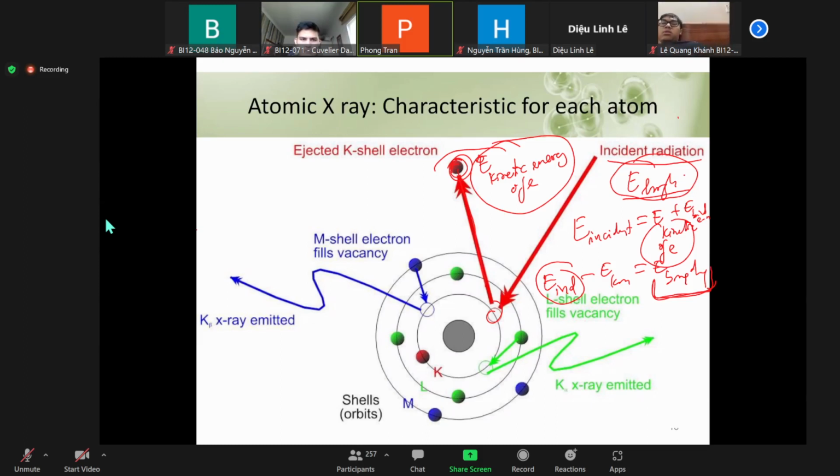Yes, thank you. Okay. So that's why when you want to do the atomic X-ray characterization, you need to use a very high energy beam.